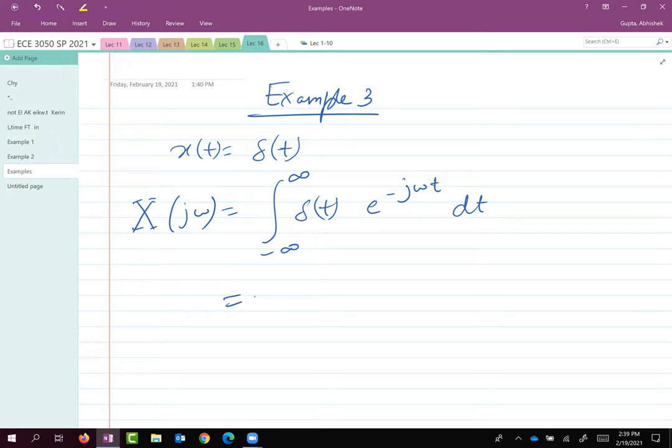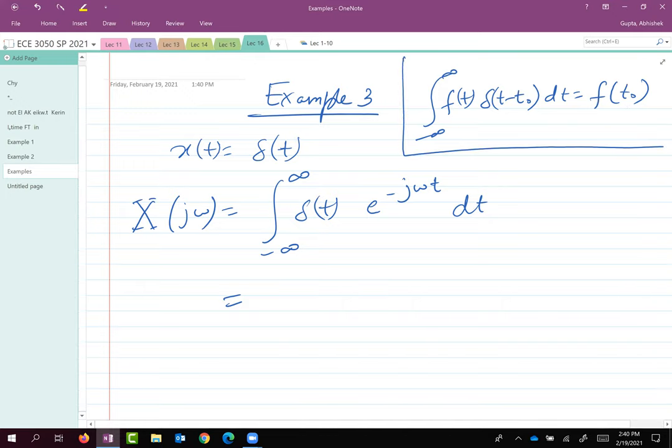What is this integral equal to? I want to remind you, integral of f of t delta t dt is equal to f of zero. Or actually, I should write it in a more general form: integral of f of t delta t minus t naught dt equals f of t naught. This is something we studied in maybe lecture 2 or 3 when we were talking about the impulse function. So what is this integral equal to based on that result?